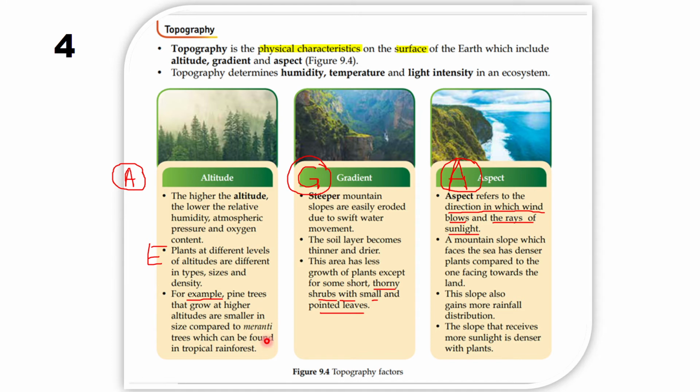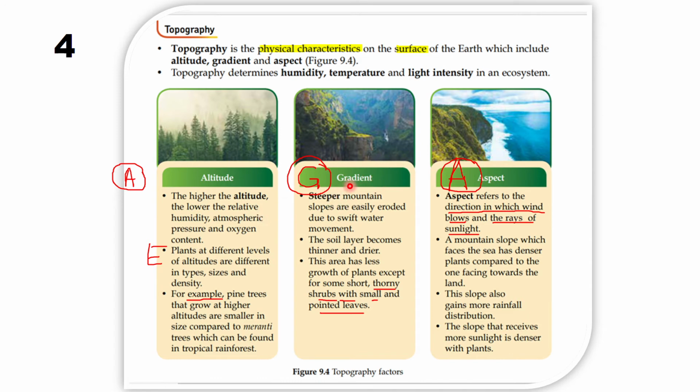As compared to pokok meranti. Pokok meranti ni ada di mana? Hutan hujan tropika. Kenapa ada perbezaan dari segi the size of the plants is because of the difference in the topography, specifically dia punya ketinggian itu. Okay, dia punya ketinggian itu. Lagi tinggi, lagi sejuk, right?